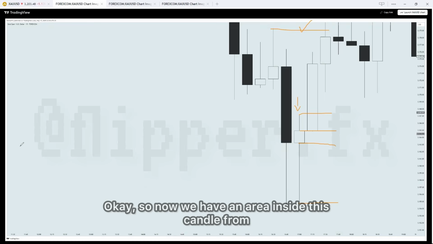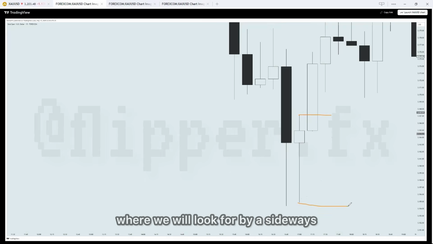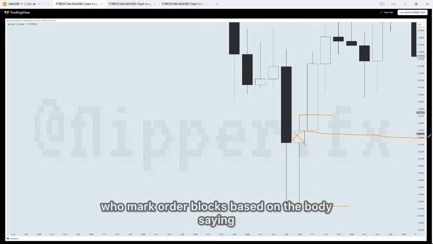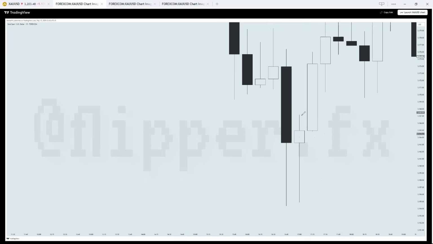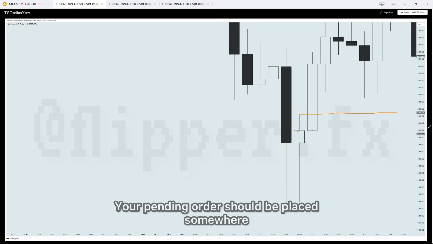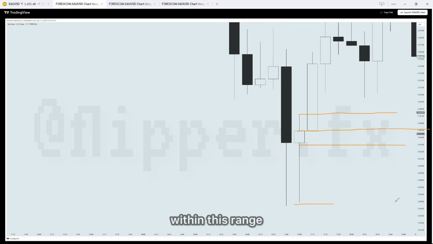Now we have an area inside this candle from where we will look for buy or sell trades. In this candle, the body is of no use to us. We are not interested in it, unlike others who mark order blocks based on the body, saying this is your order block. We don't follow such useless things. So now we have the downside wick of this candle and the upside wick. Your pending order should be placed somewhere within this range.